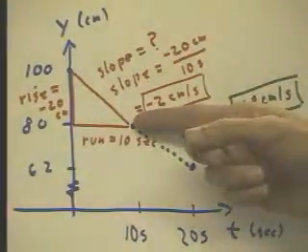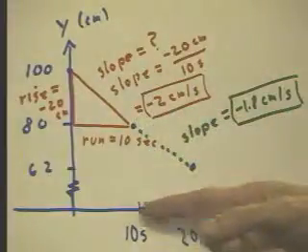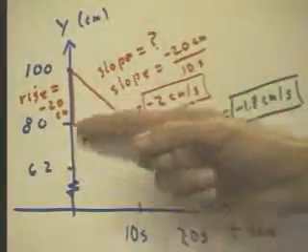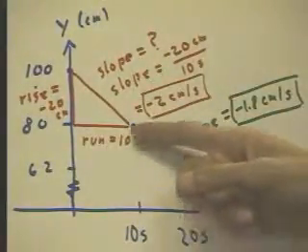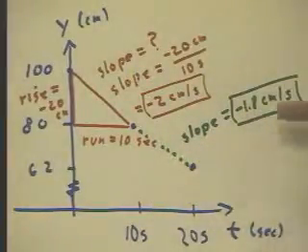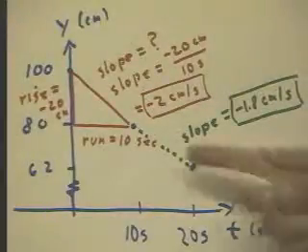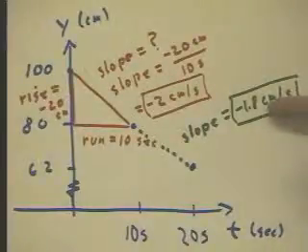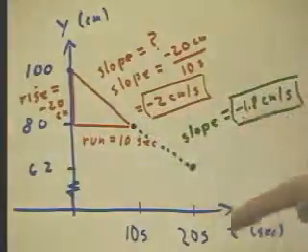Similarly, the slope between 10 seconds and 20 seconds, the point (10, 80) on the graph and the point (20, 62), is negative 18 for the rise, negative 18 centimeters, and between here and here there's a 10-second run. And when we divide negative 18 centimeters by 10 seconds, as before, we get negative 1.8 centimeters per second. But now we see that as the slope of this graph. The slope is not quite as steep here as it is here. You see there's a slight difference. This one's a little bit steeper than this one.